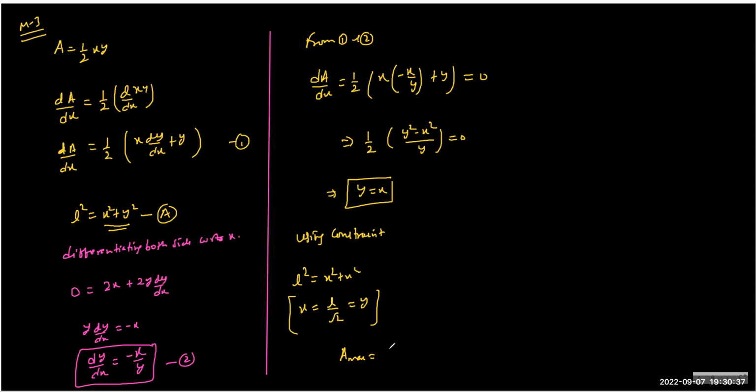And there is no need to do the second derivative test, because in physics, in every problem, if I ask for maxima, it means only maxima is possible. If I ask for minima, only minima is possible. There is no need to worry. So A max will be half into base into height. It's the same answer.